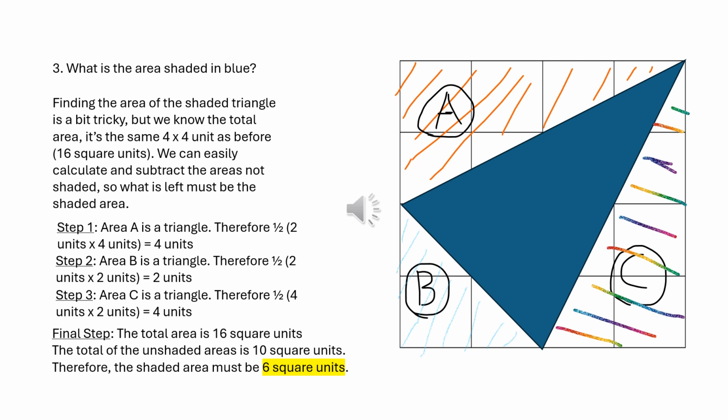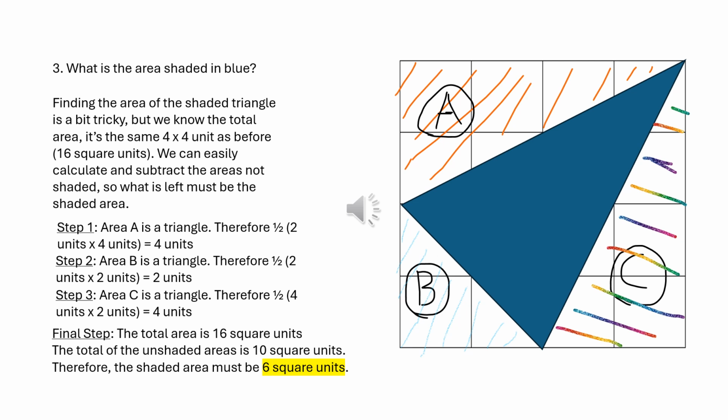So what we have to simply do is take it in chunks. We know our total is 16 square units. So let's find the area of A. So we've got 1/2 times 2 times 4 units, and that equals 4 units. We can come down and we can solve for that triangle B that we've labeled. And that again is going to be 1/2 times 2 times 2. So that'll be 2 units.